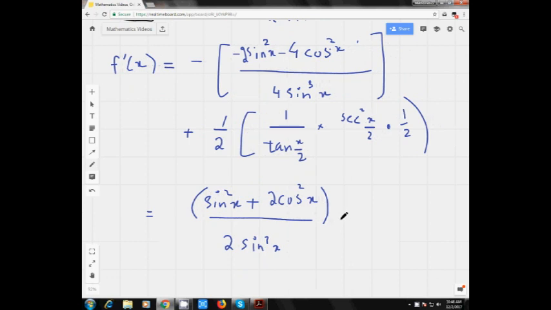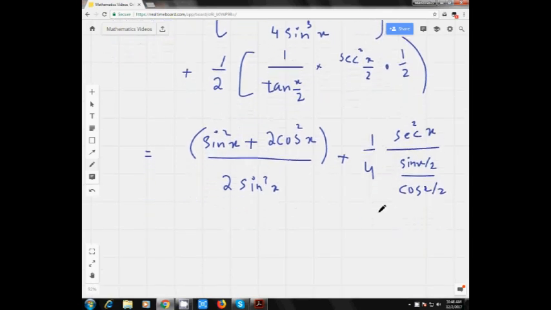The next thing is plus this 1 by 2 when multiplied with 1 by 2 it becomes 1 by 4 secant square x by 2 divided by tan x by 2, which could be written as sin x by 2 divided by cos x by 2. You have to further simplify it.